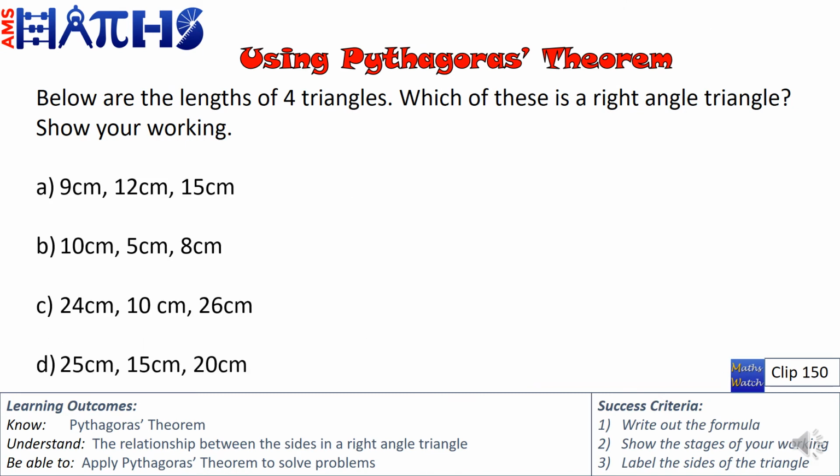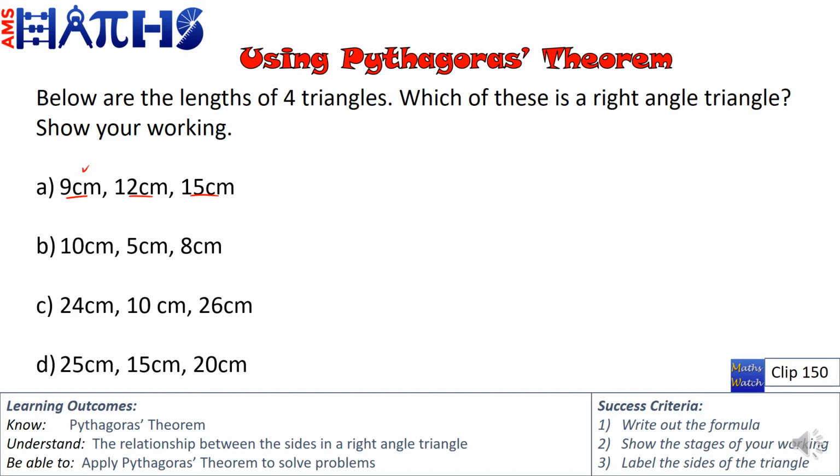Alright, sometimes we may be asked to tell or prove if a triangle is a right angled triangle. Yeah, we need to prove if a triangle is a right angled triangle. So here's how we're going to do it with these examples. The first one, they gave us 3 lengths of a triangle, and we need to find out if it's a right angled triangle.